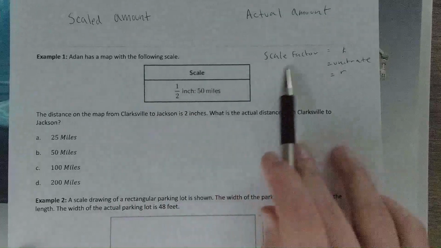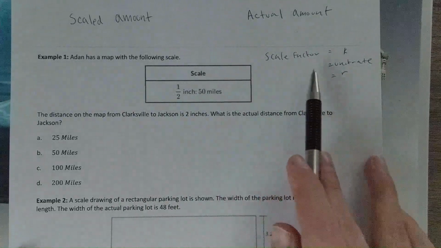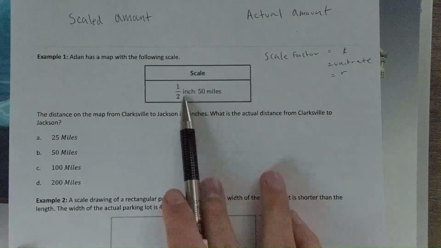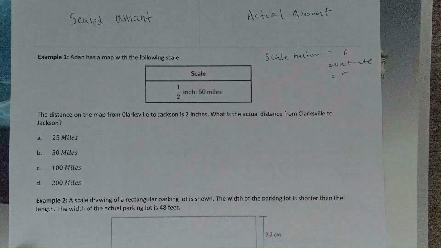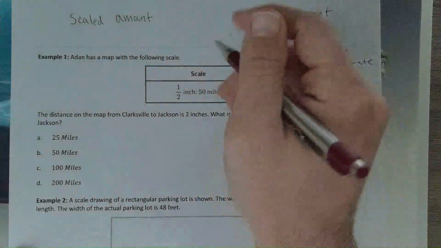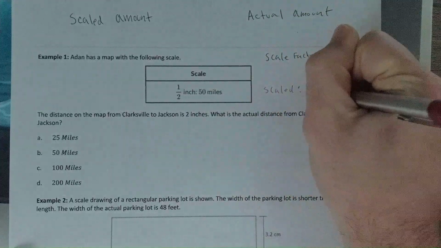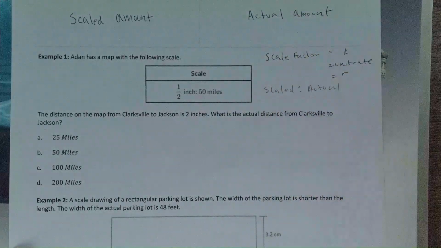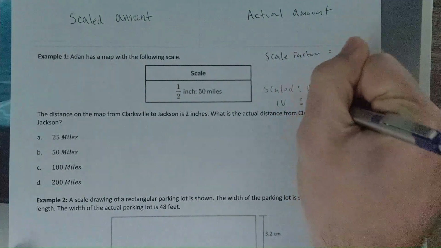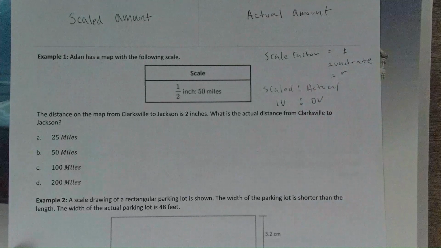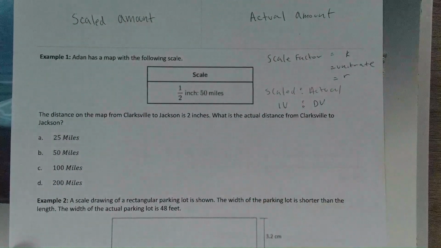But going on here, first off, we have a scale factor, which we don't really know yet, but we're given this scale. What we were told is that for a 1/2 inch, it's 50 miles. And so here, this is our scaled per our actual. What we end up seeing is that it's our independent variable per our dependent variable. We're just adding new terms to this concept of independent variable and dependent variable.